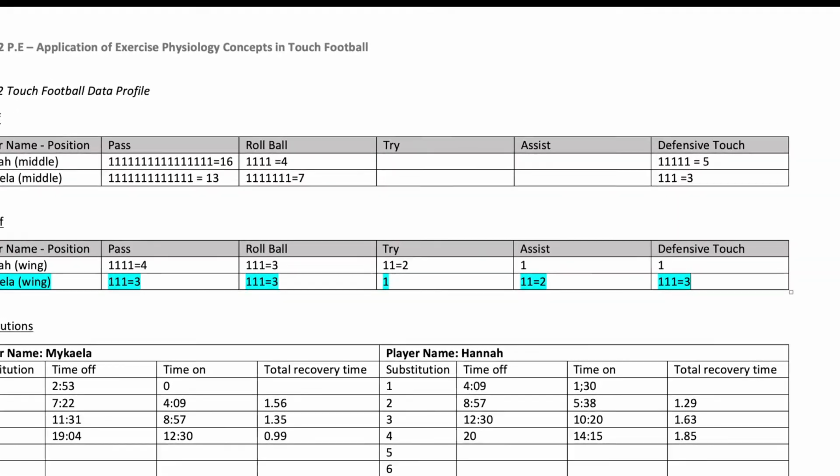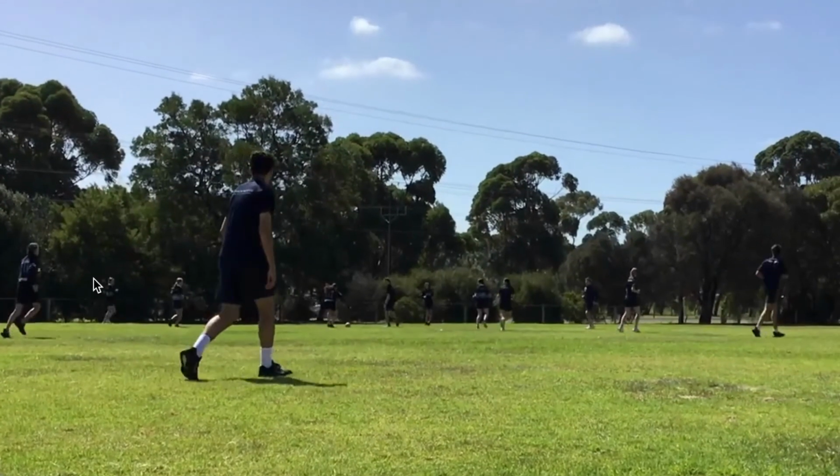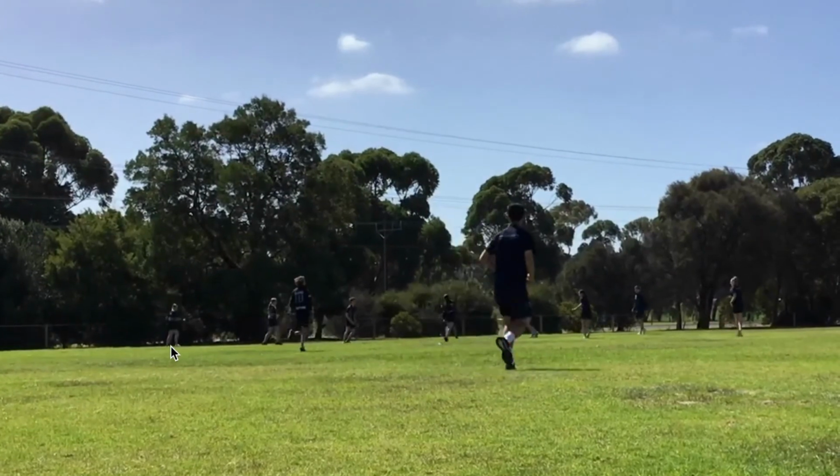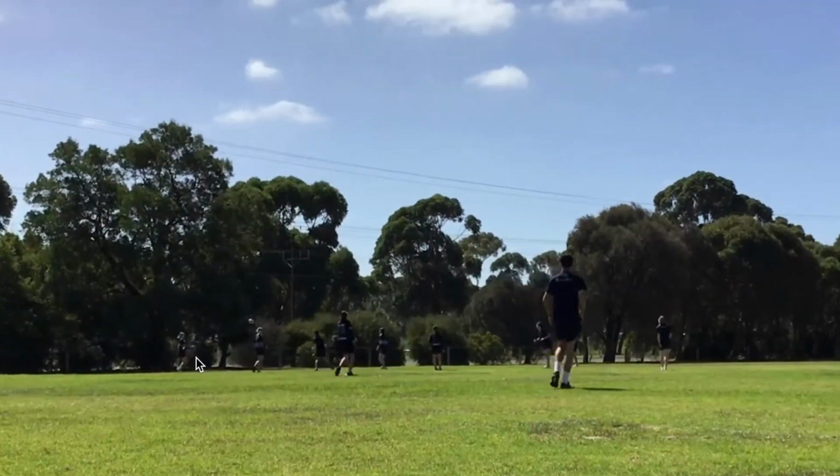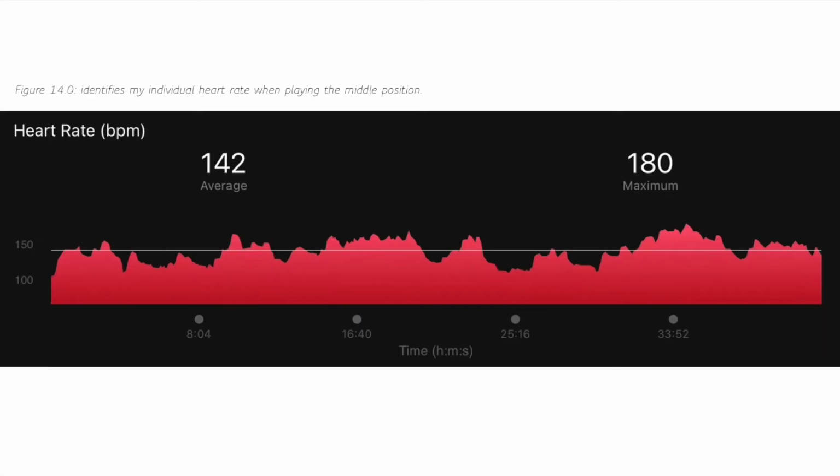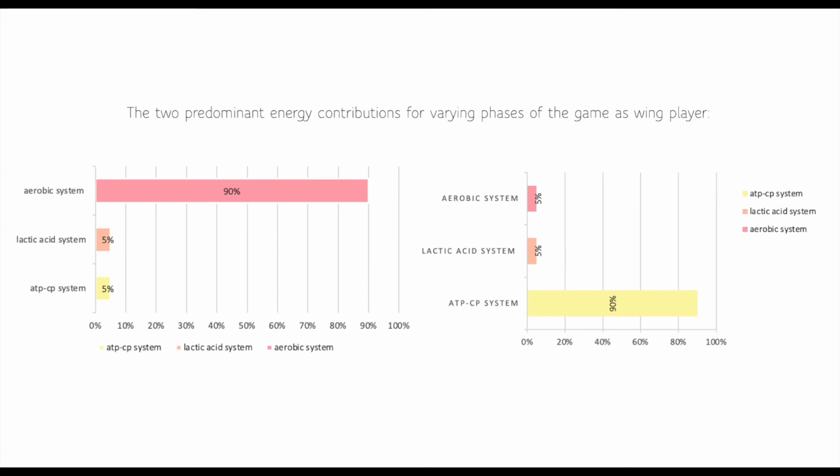Analysing a wing player, I achieved significantly fewer possessions of the ball. As seen in the video, this was due to being positioned out wide, making space in a support role. Playing the middle position, it was measured that my average heart rate was 142 beats per minute, predominantly working under the lactic acid system. This further emphasises the differences in the interplay of energy systems when examining the contrast of the wing and middle position.